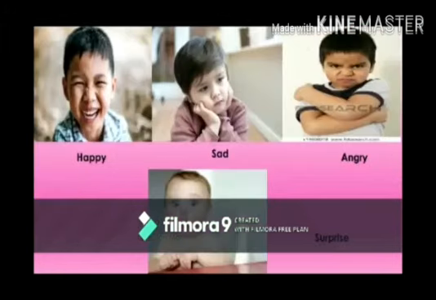Now, observe these pictures, children. Look at the first one. How is the child in the picture? He is very happy. Second one. How is the boy here? He is feeling sad. Look at the third one. Is he looking happy? No, he is angry. And what about the fourth one? He is surprised. What are these pictures telling us? They are showing their feelings or expressions.